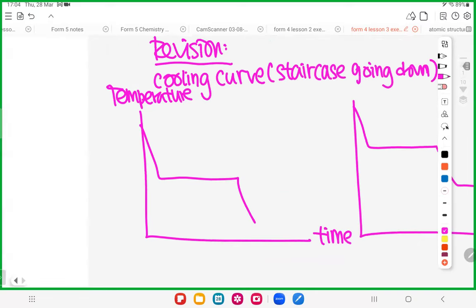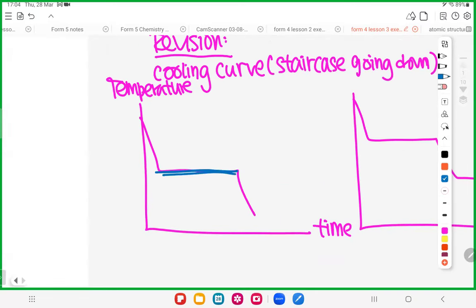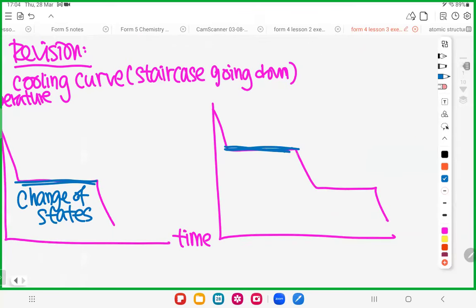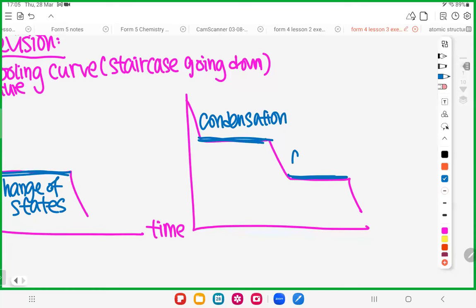Remember, the horizontal line is where the change of state is happening. What do we mean by change of state? Melting, boiling, freezing, condensation. Those are changes of state. When you have two staircases, it's very easy. When you cool down something, let's say you cool down a gas, condensation will take place. After condensation, all the gas becomes liquid. When you continue to cool down, the liquid will freeze. So the first staircase is condensation, and the second staircase is freezing.